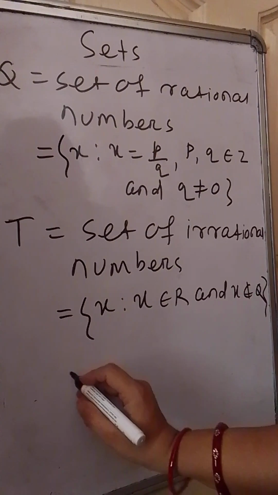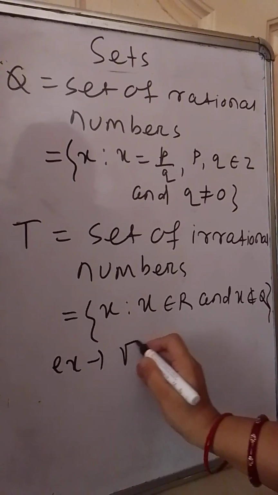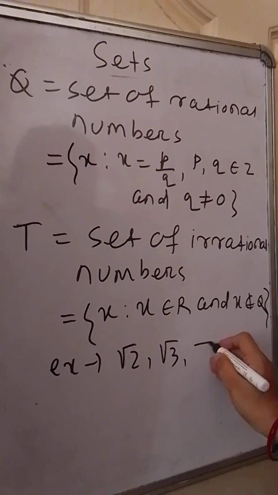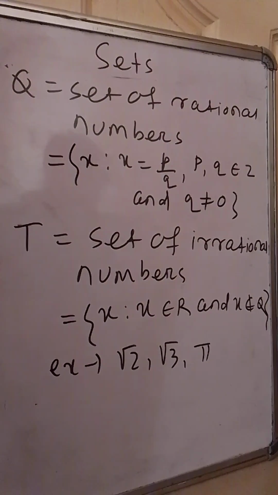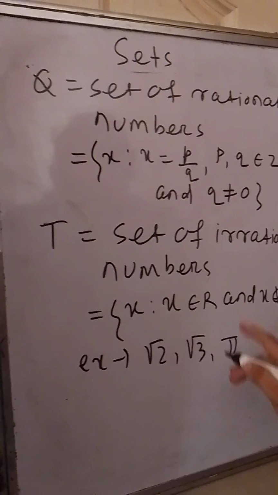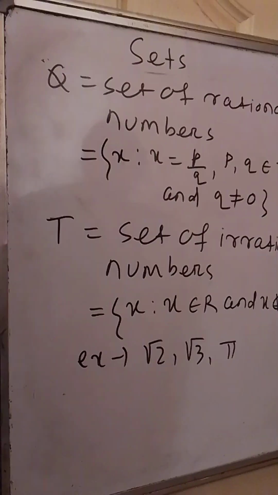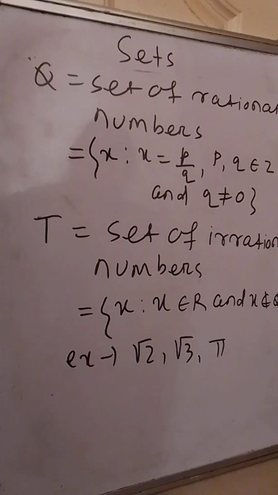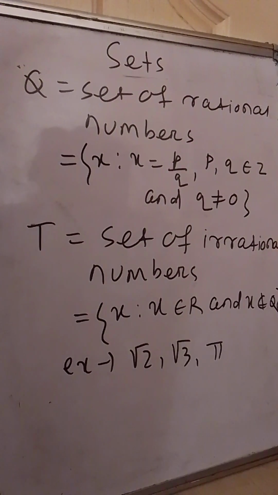For example, in previous classes, you know irrational numbers are √2, √3, pi. All these are irrational numbers because we cannot express these numbers in p by q form. So the numbers which are not rational are irrational numbers. Details you know from previous classes.